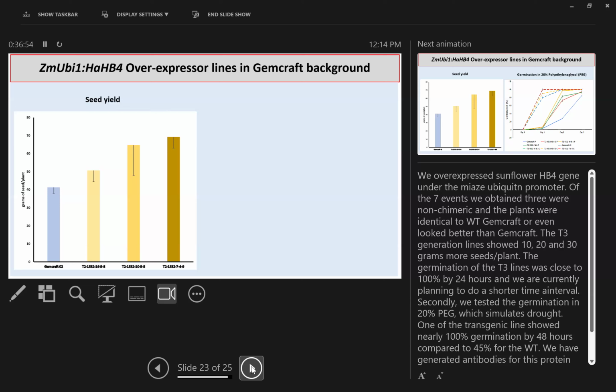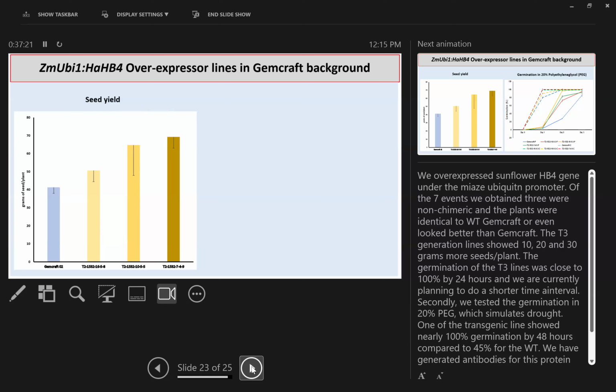I just picked 3 independent lines. We got about 12 events, and some of them were chimeric, and then I just selected the homozygous 3 independent events. What I'm showing there is the highest yield I found in these plants, and the bottom bar shows the range we got. So it seems to be out-yielding. These are just standard normal greenhouse conditions. We got this 20, 30, 40 grams per plant increase in seed yield.